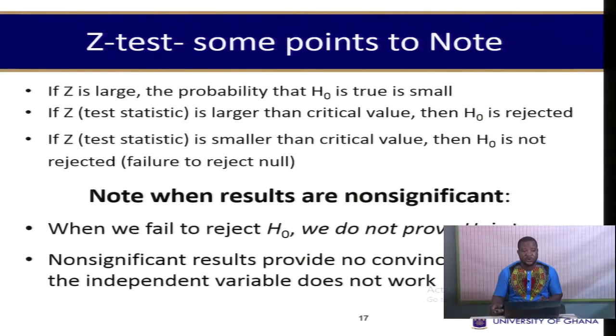So to sum up, a few points to note about the z-test. One, if the z-score that we have computed is large, then the probability that the H0 is true is small. And if the z-test statistic is larger than the critical value, then H0 should be rejected. Also, if the z statistic is smaller than the critical value, then H0 is not rejected, or in other words, H0 is retained. And we should equally note that when we say that the result is not significant, it does not mean that we have proven that our H0 is true. No, what it simply means is that the difference between our population mean and our sample mean is negligible. It is simply due to chance, simply due to errors.